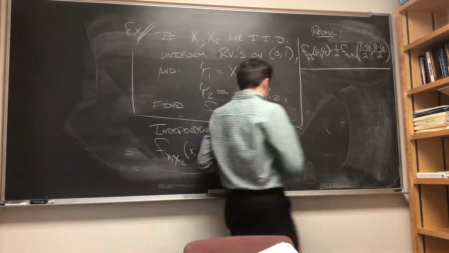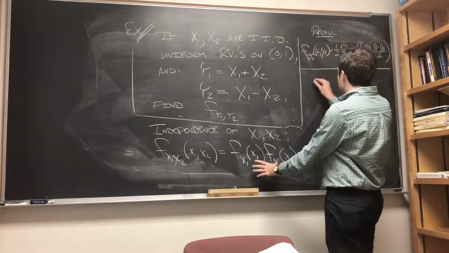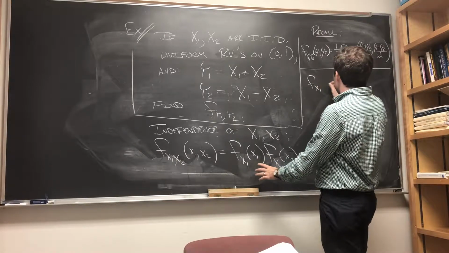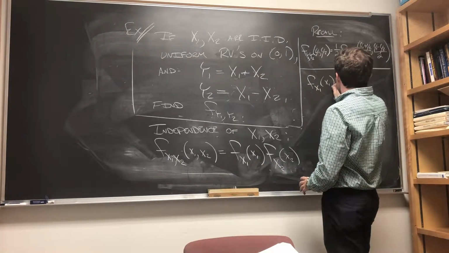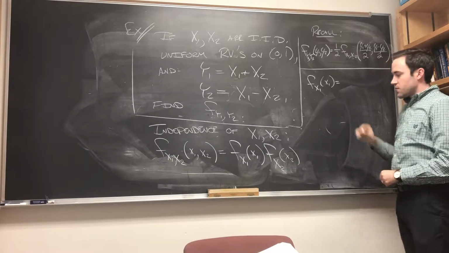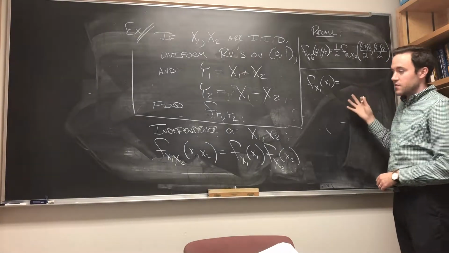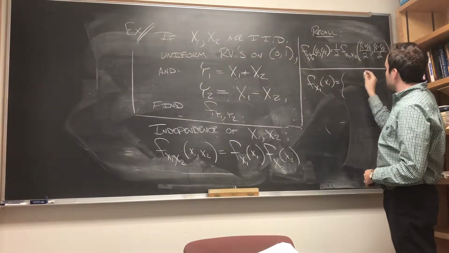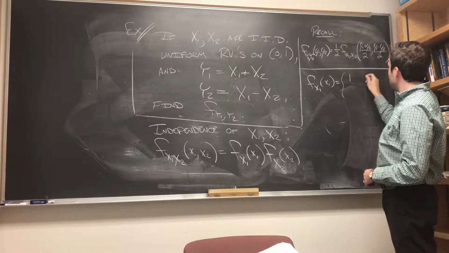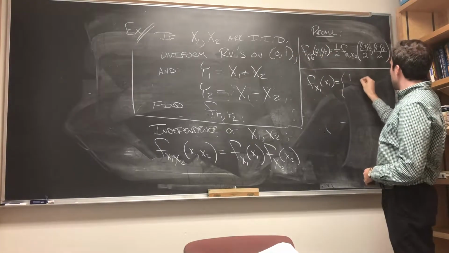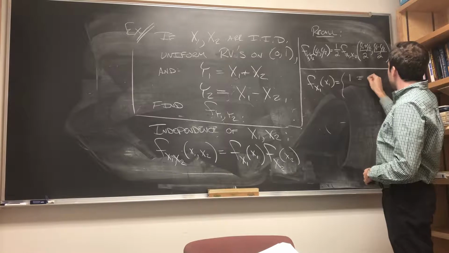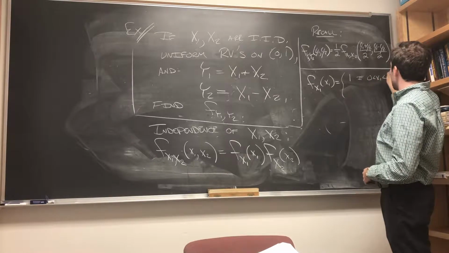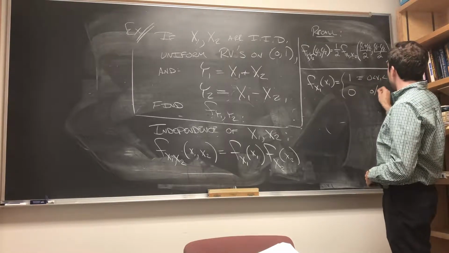To keep in mind what's going on here, we know exactly what f x1 and f x2 are. I'll just write one of them here since they're identically distributed. The other one would be the same. Here it's going to be 1, since the interval has length 1, if 0 is less than x1 is less than 1, and 0 otherwise.